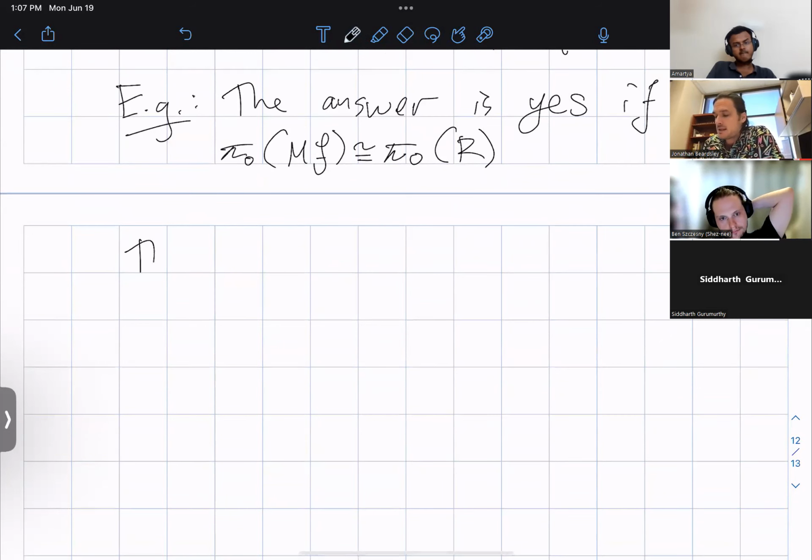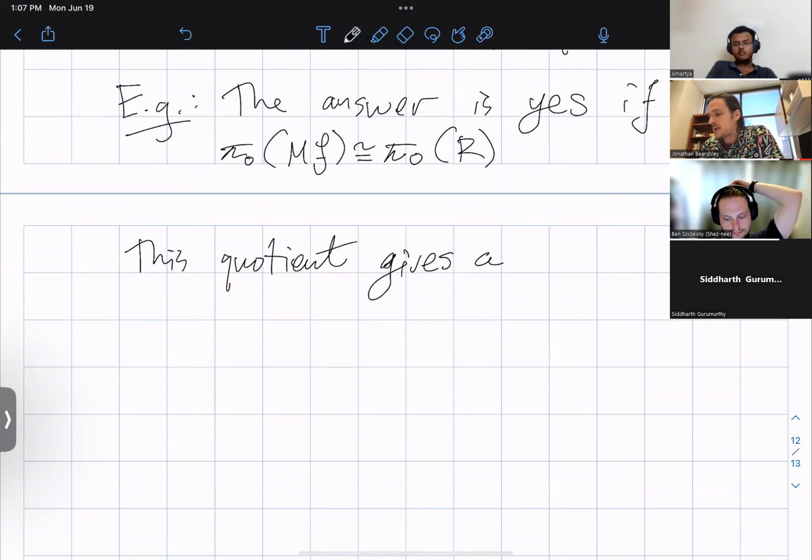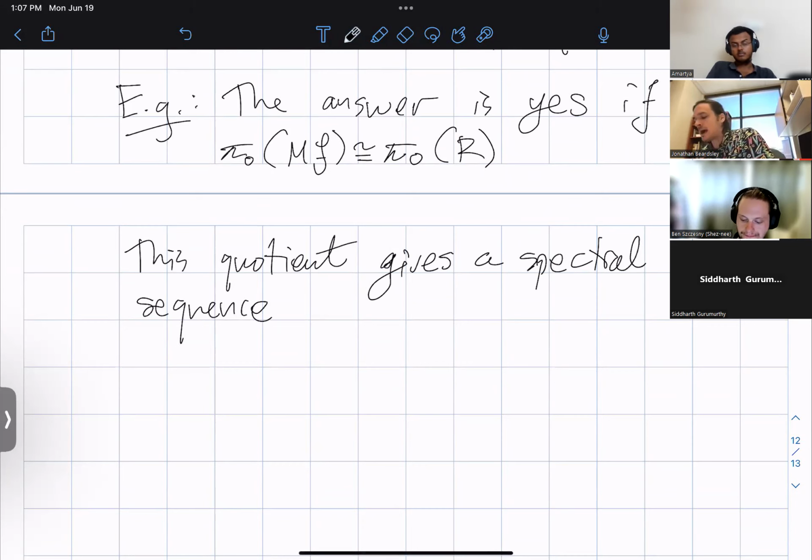And this quotient gives a spectral sequence. One way to think about it is, how would you write down that quotient? You'd write it down as a simplicial object. You'd look at the action groupoid of G on spec MF, which would be this big simplicial thing, and then you take the colimit, and that would be the quotient.